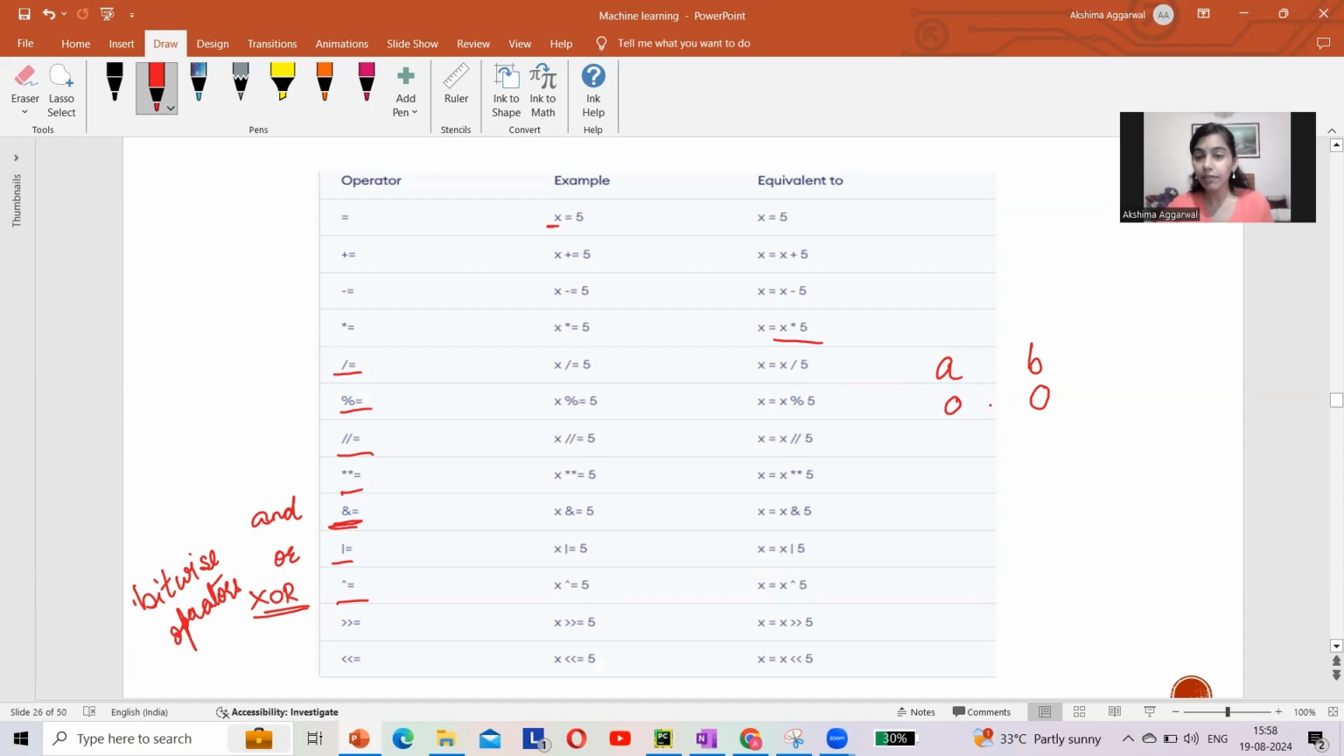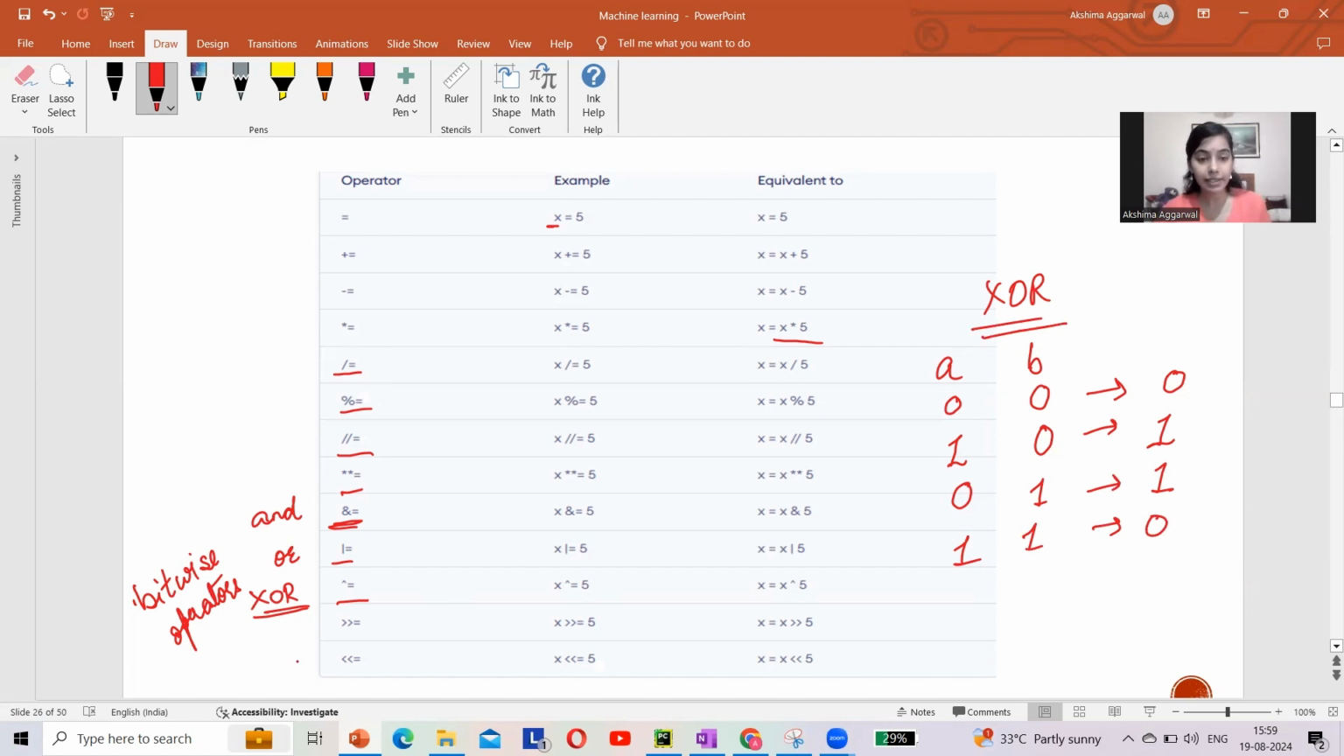So A, B, if both are 0, then this is also 0. If A is 1, B is 0, then it is 1. That is of XOR operator. Now, if A is 0, B is 1, then again it is 1. If both are 1, then it will give you the 0 value. That is for XOR operator. Okay.